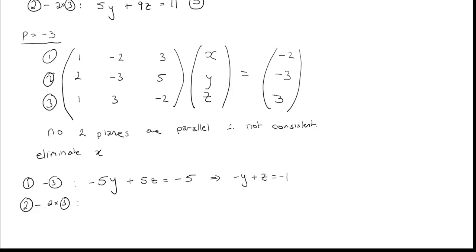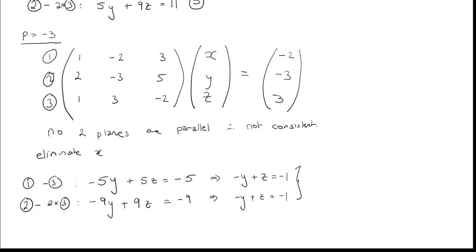And then if I do row 2, take away 2 times row 3, then 2 take away 2 lots of 1, that's fine. So minus 3 take away 2 lots of 3, that's going to give me minus 9y. 5 minus 2 lots of minus 2, I'm going to add 4 there, so that's going to be plus 9z. And you've got minus 3 minus 2 lots of 3, so that's going to be minus 9. And again, if I cancel that down, it gives me minus y plus z is equal to minus 1.